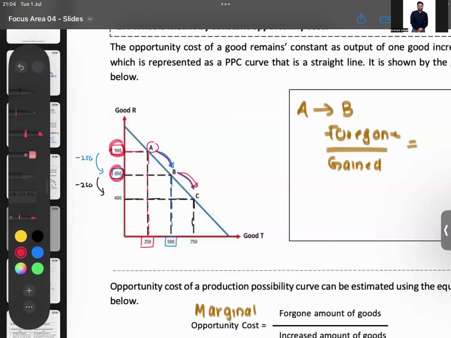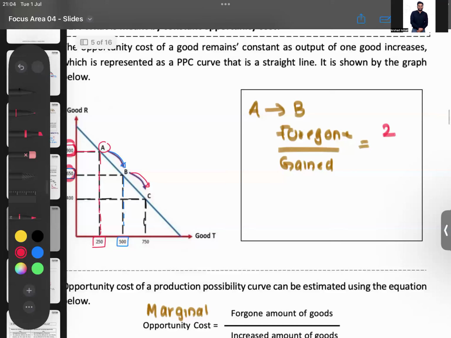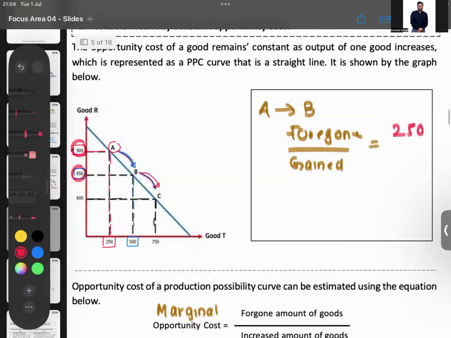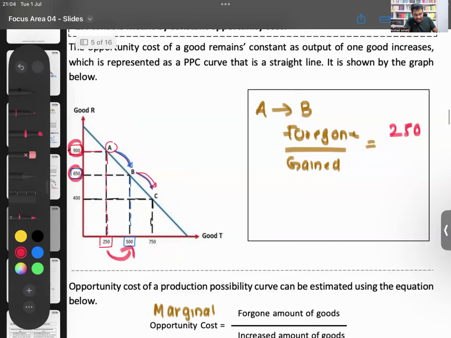Right. So we are sacrificing 250 units of good R. And what are we gaining, Lamai? In this example, it's the same number, but it doesn't have to be. We are gaining another 250 of T. So then how much is my opportunity cost? My marginal opportunity cost is one what though?